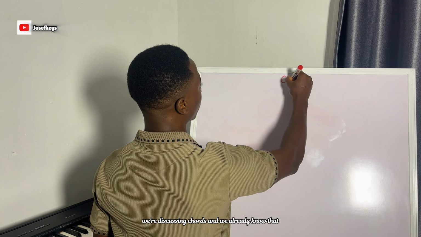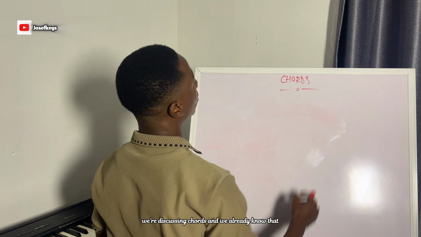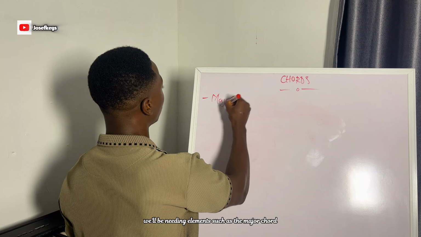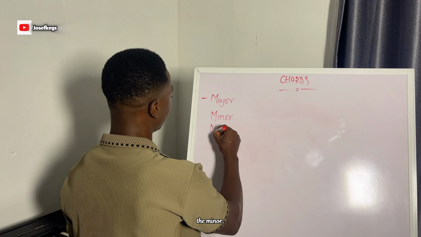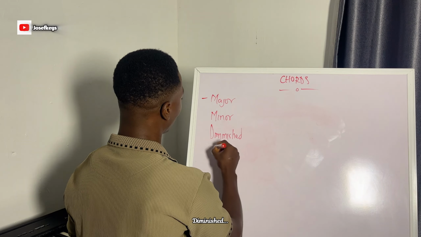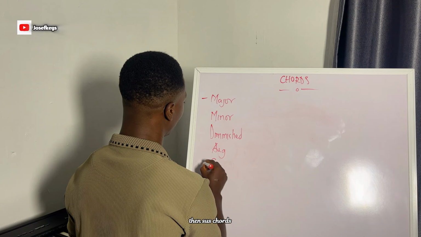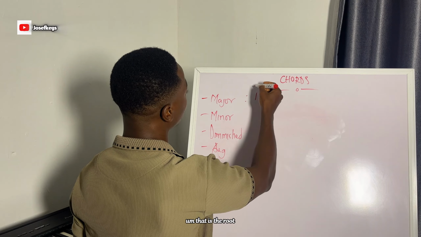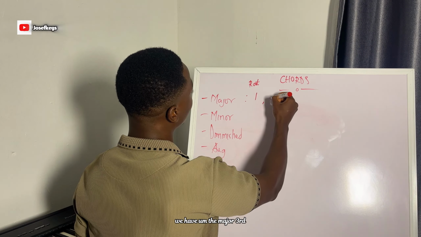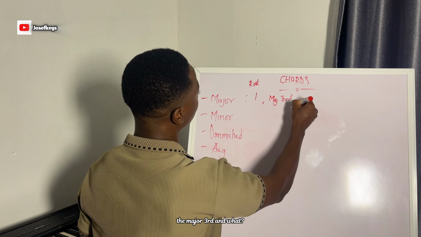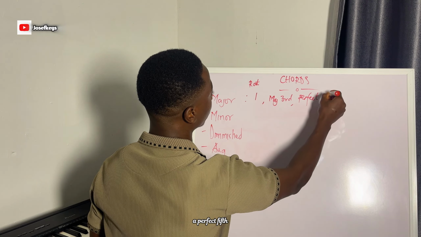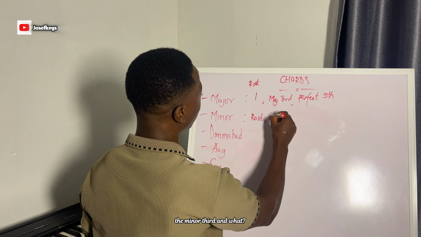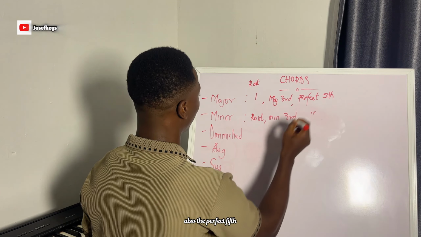Basically, we're discussing chords, and we already know that we'll be needing elements such as the major chord, the minor, diminished, augmented, and so on. And we all know that a major chord contains the one, that is the root, the major third, and what? The perfect fifth. Minor contains the root, the minor third, and what? Also the perfect fifth, right?